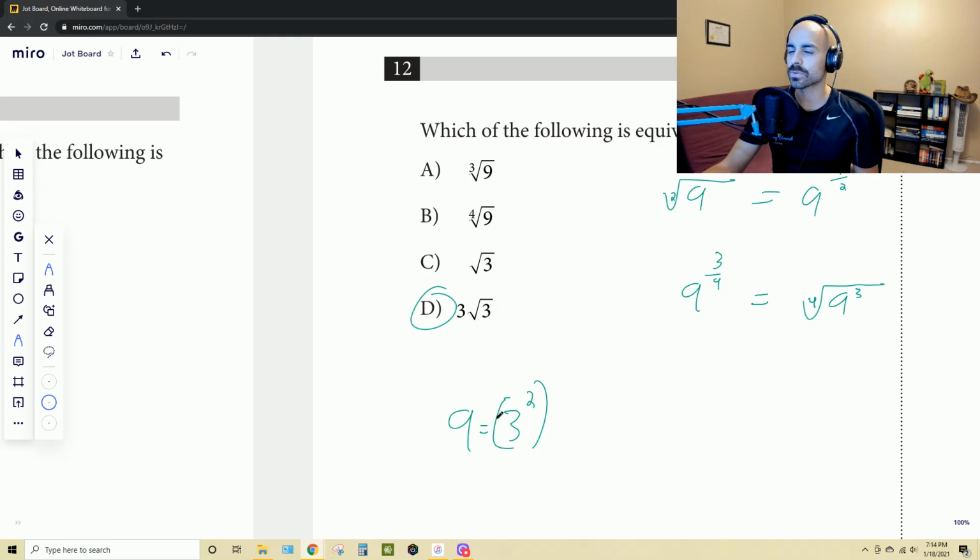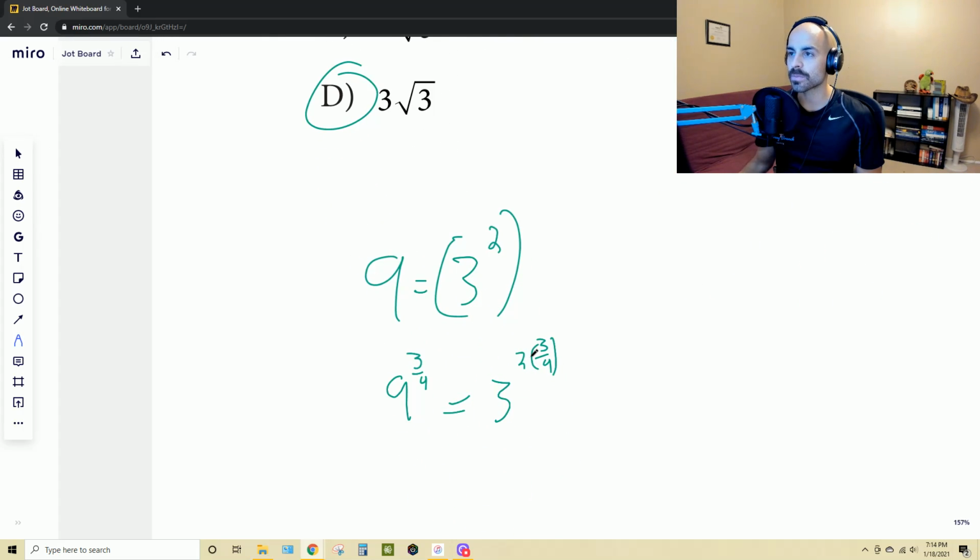So remember, 9 equals 3 squared, which must mean that 9 to the 3/4 would equal 3 squared times 3/4. This is not too natural to think about, but this is a true statement. And then we can simplify that to be 3 to the 6 over 4, which we can simplify by dividing both of these by 2. So that becomes 3 over 2, and that's 3 to the 3 over 2.